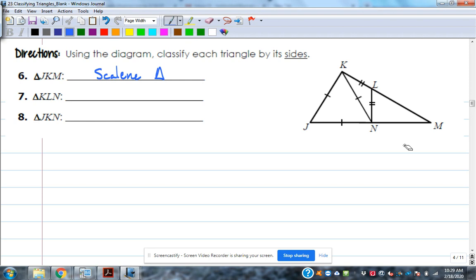KLN. Look at your marks. These two are congruent. The third one is not, so that is isosceles. And then JKN, all three have the same mark on them, so that is equilateral.